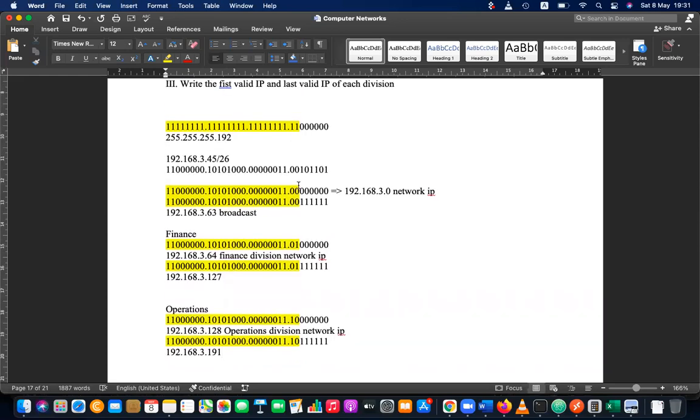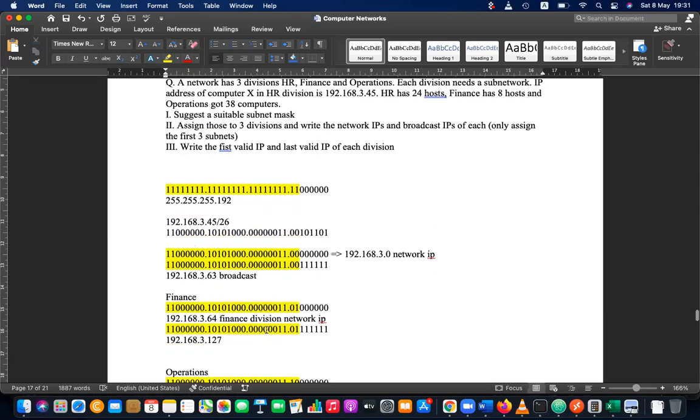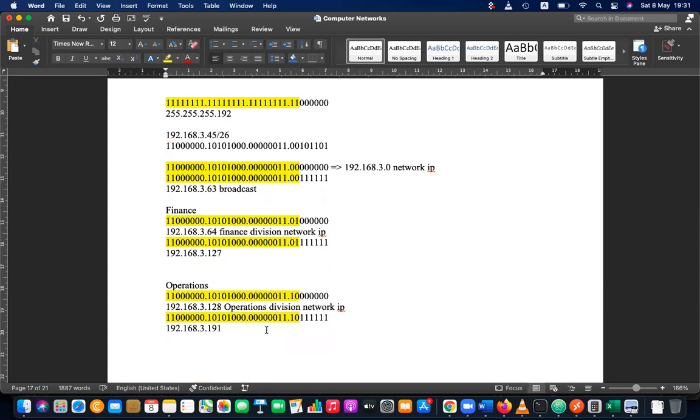So this is for the HR division, next for the finance division, next for the operations division. And you know the first and last valid IPs, I don't need to say them. So 3.0, first valid IP is 3.1, last valid IP 3.62. Then first valid IP is 3.65, last valid is 3.126. First valid is 3.129, last valid is 3.190. One less than the broadcast, one more than the network. Right? Valid hosts.